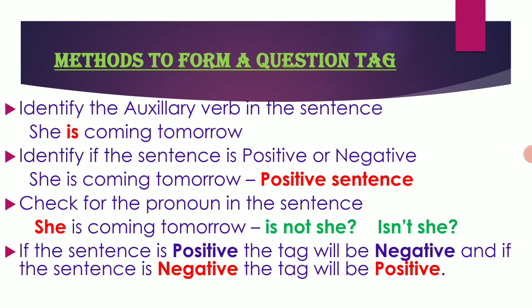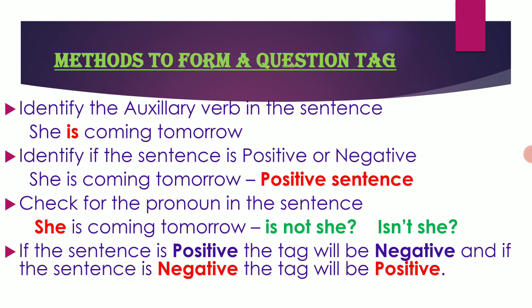Next, let's find out whether the sentence is a positive one or a negative one. She is coming tomorrow. As you can see, there is no negative word in the sentence, so it is clear that the sentence is a positive one. Okay, next let's find out the pronoun in the sentence. She is coming tomorrow. So the very first word, "she", is the pronoun. So these are the three basic things we need to identify to frame a question tag.